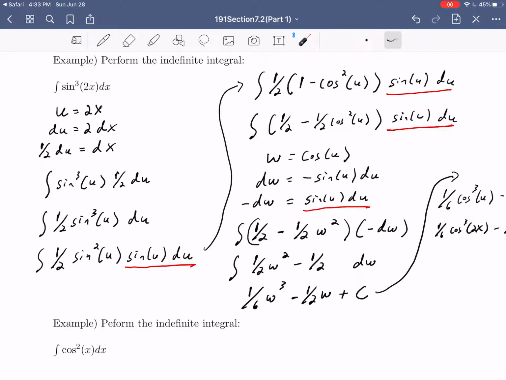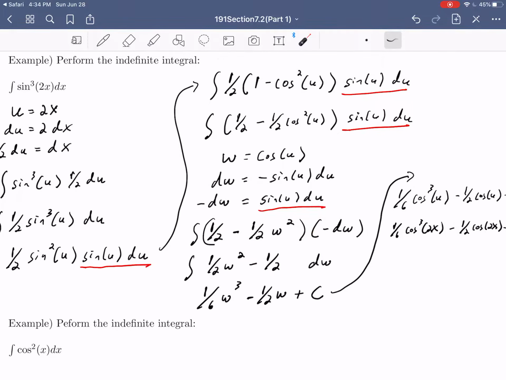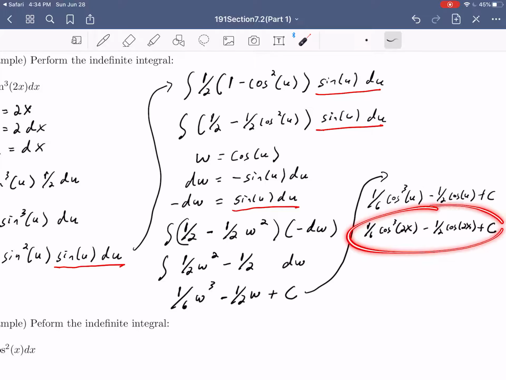What we did is we said, well, this is odd, so let's save one of them. What remains will be even as an exponent. Since it's even in an exponent, we can use the Pythagorean identities to convert this into something in terms of cosine. Once it's in terms of cosine, we have exactly what we need to do a substitution for cosine, since we have the derivative of cosine right there. We went ahead and did that, and actually then undid all our substitutions for our final antiderivative there.